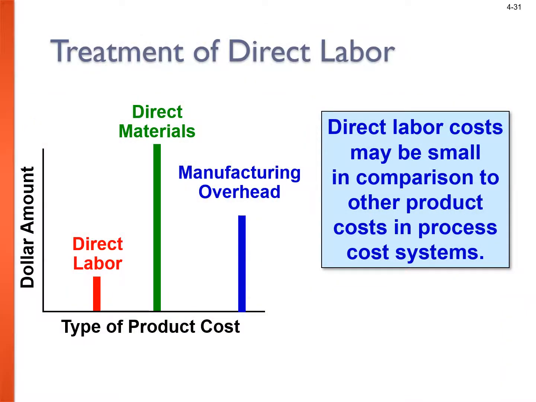So how do we treat direct labor? Direct labor costs may be small in comparison to other product costs in process cost systems. And this is a typical graph. You can see the direct labor dollar amount is very low compared to direct materials and manufacturing overhead.